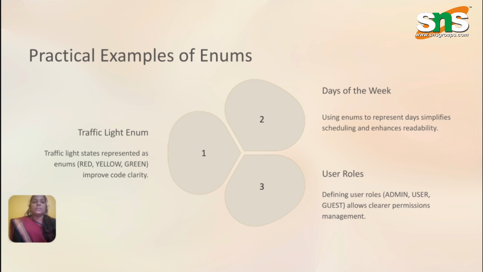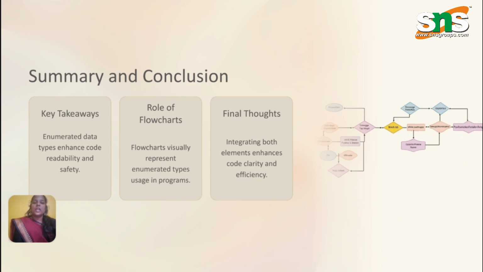Then, conclusion. To summarize, enumerated data types give meaningful names to sets of related constants. They make code more readable and reduce errors. They improve maintainability for large software projects. Flowcharts help us visualize how enums influence program flow. Enums exist in almost every major programming language. So integrating both elements enhances code clarity and efficiency.